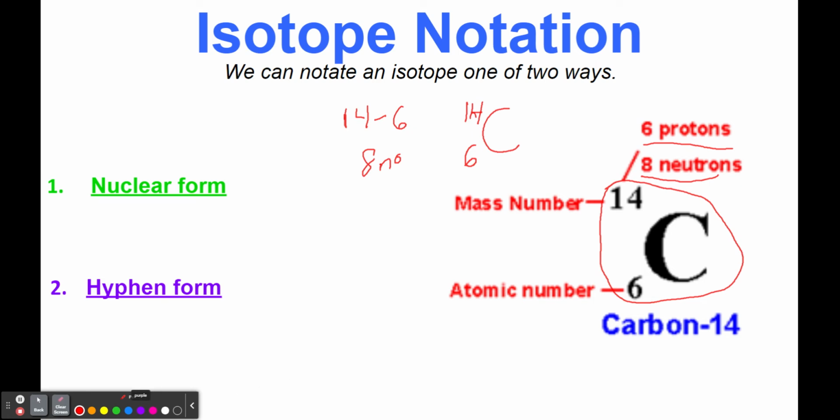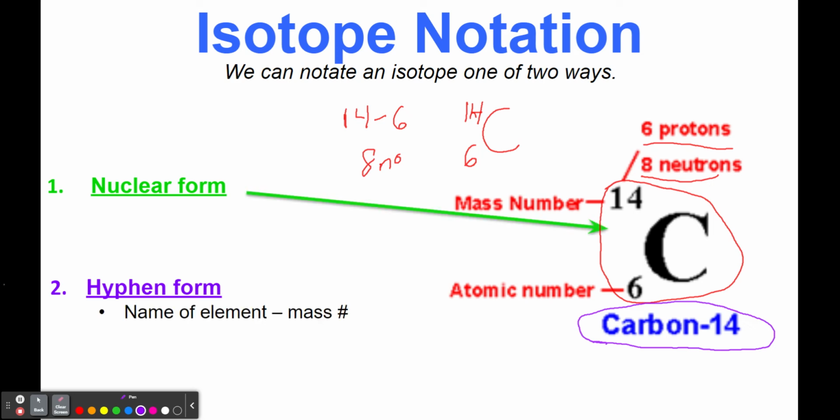Okay, and this one is even simpler. You just write the name of the element, and then a dash, and then the mass number. Okay, so the name of the element, a dash, and the mass number. Both of these, this nuclear form here and this hyphen form, are talking about the same isotope.